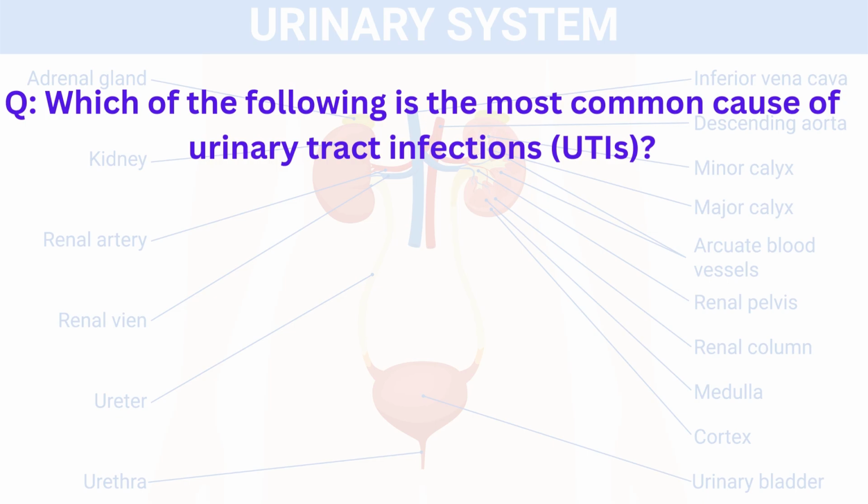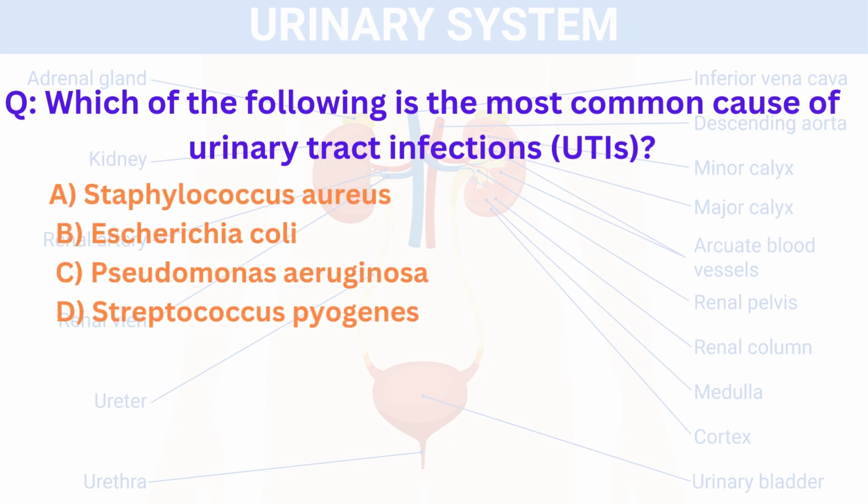Next question is, which of the following is the most common cause of urinary tract infections, that is UTIs? Options are Staphylococcus aureus, Escherichia coli, Pseudomonas aeruginosa, Streptococcus pyogenes. Staphylococcus aureus, it is a bacteria commonly associated with skin infections and rarely causes urinary tract infections. Then Escherichia coli, that is E. coli. It is also a bacteria normally found in the intestines. It is the most common cause of urinary tract infections due to contamination of the urinary tract.